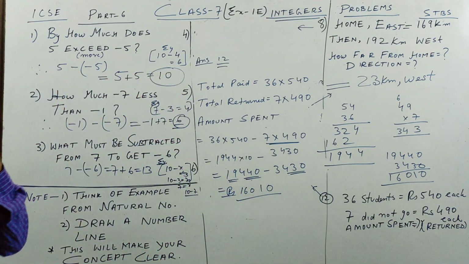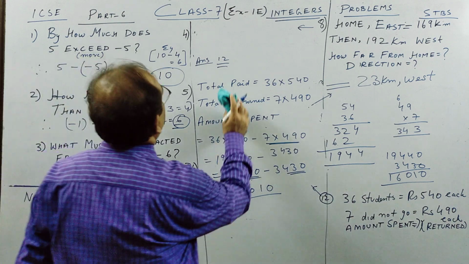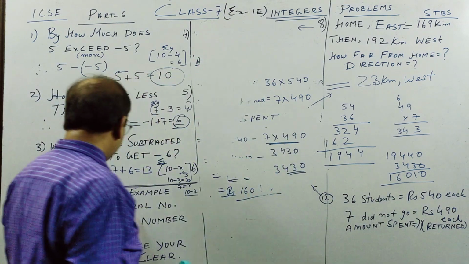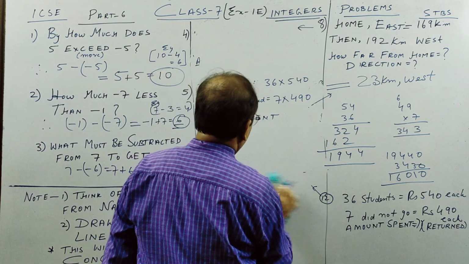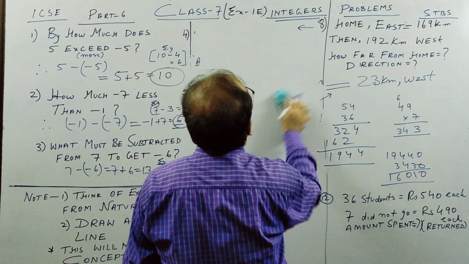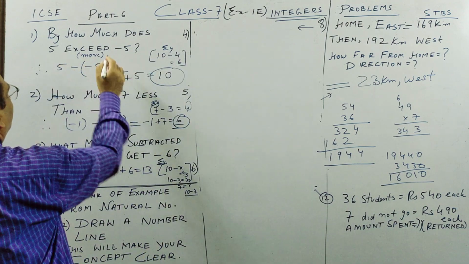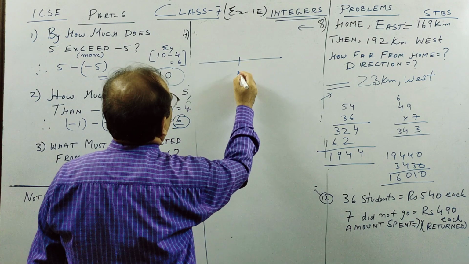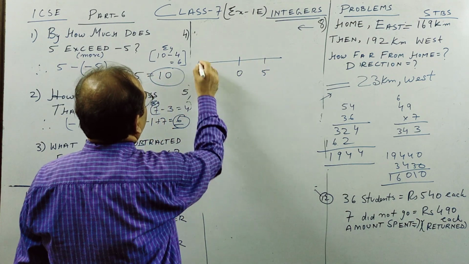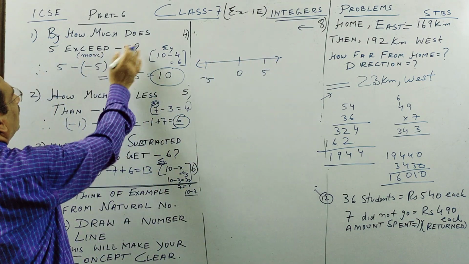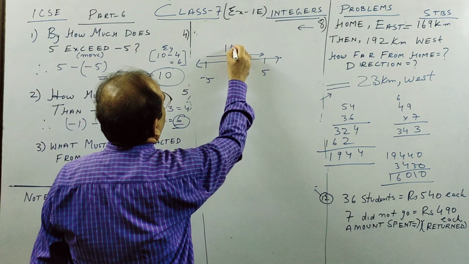So this is how I come to the end of the chapter. Please pause the video and copy. Now the final part: I am going to explain these 3 sums with the help of, as I told you, a number line. So if you see how the number line will help us to understand how much 5 exceeds minus 5. See here, this is 5 and this is minus 5. How much exceed means more. So see, 5 is 10 more.